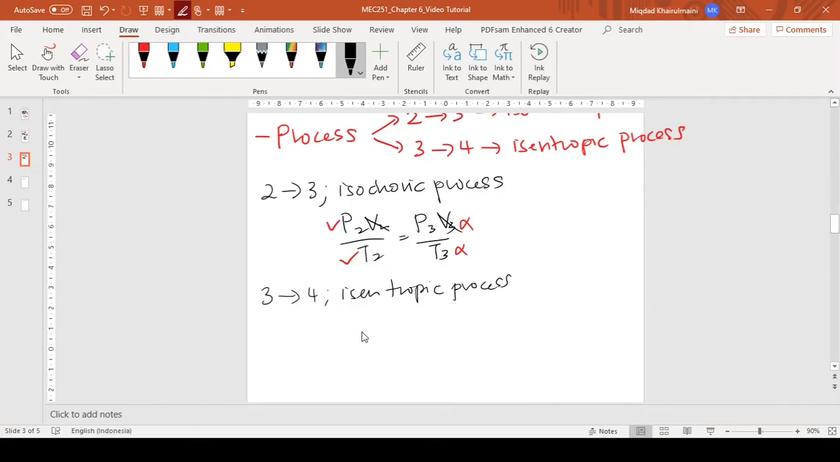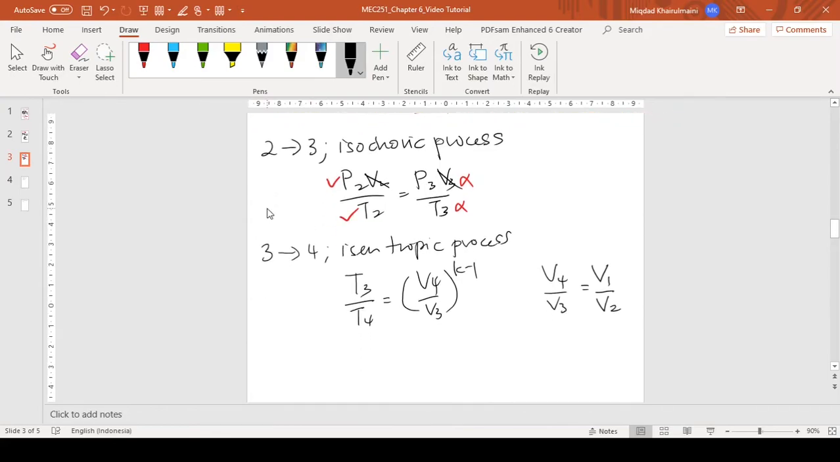For the isentropic process, using the isentropic relationship equation, we have T3 over T4 equals V4 over V3 to the power K minus 1. And V4 over V3 here is the same as V1 over V2, which is the compression ratio, RV, for an Otto cycle. So we can solve for T3, because T4 we know.